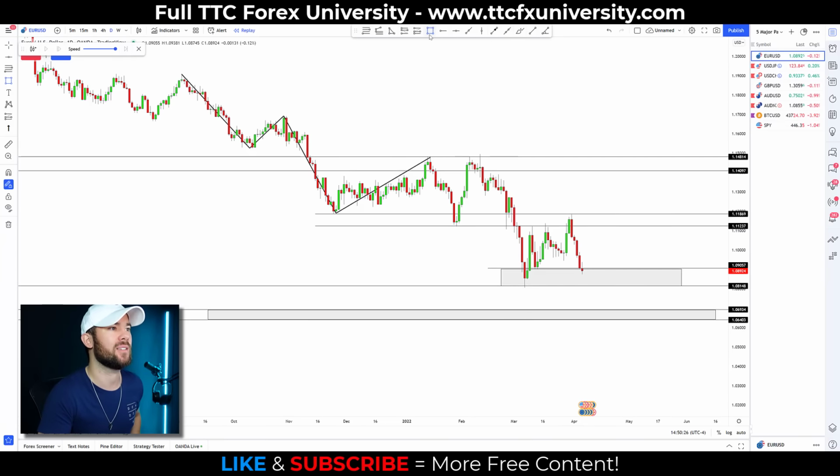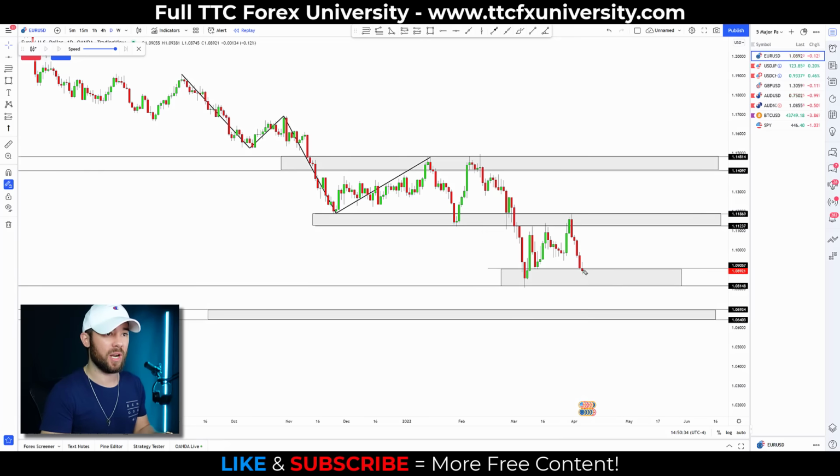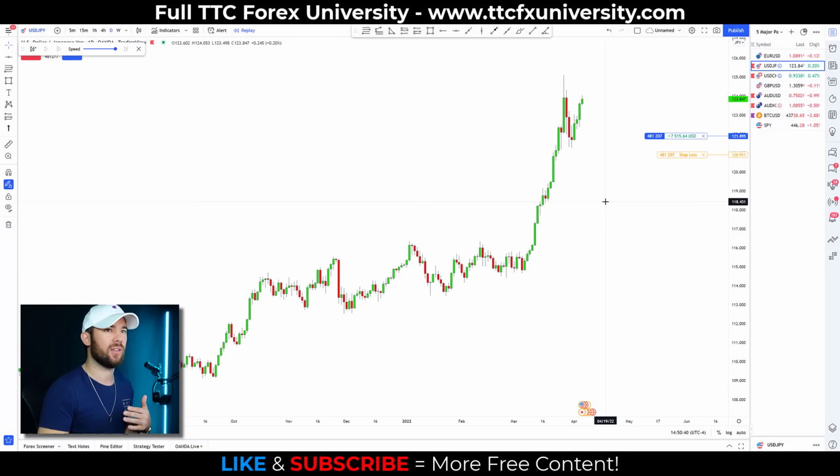Let me color in some boxes here on the euro dollar: possible buy zone if we break above that high, sell zone if we continue higher. We have sell zone if we break below this low, and we have buy zone if we continue lower. That's the euro dollar. Let's move on now to the dollar yen.